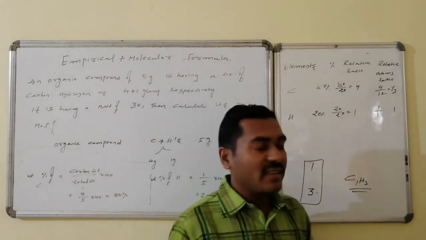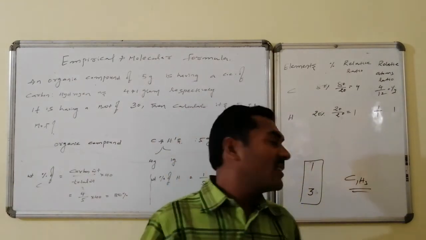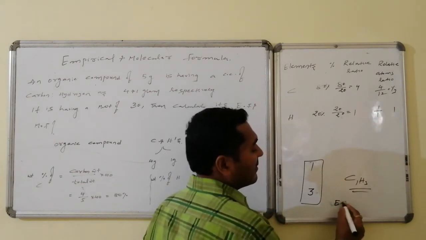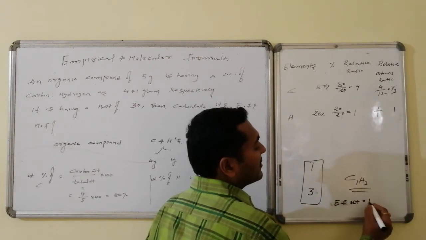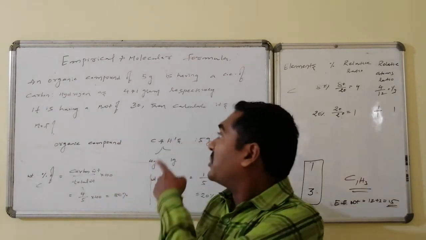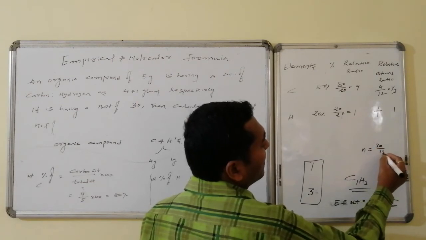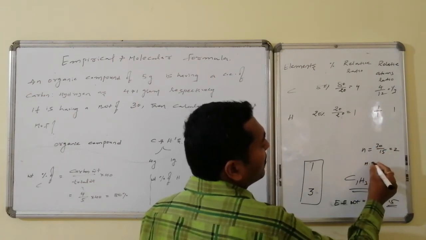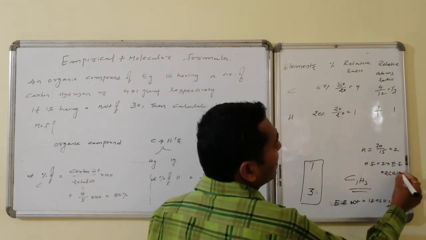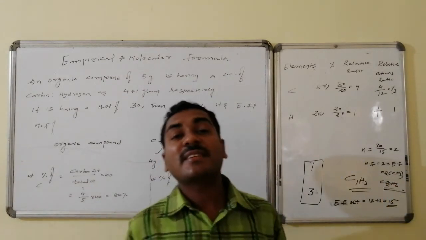Hence the empirical formula is CH3. Whereas we were provided the information that the molecular weight is 30, and the empirical formula weight is how much here? The empirical formula weight is equal to 12 plus 3, that is equal to 15, whereas the molecular weight is 30. So therefore the n value is given by the molecular weight by the empirical formula weight, which is equal to 2. So the molecular formula is equal to twice the empirical formula, that is twice CH3, which becomes equal to C2H6. Hence the compound is C2H6.